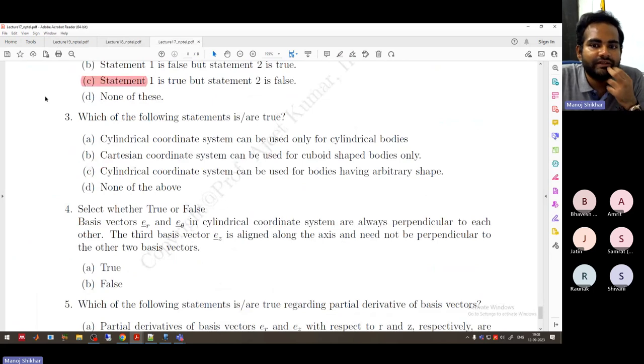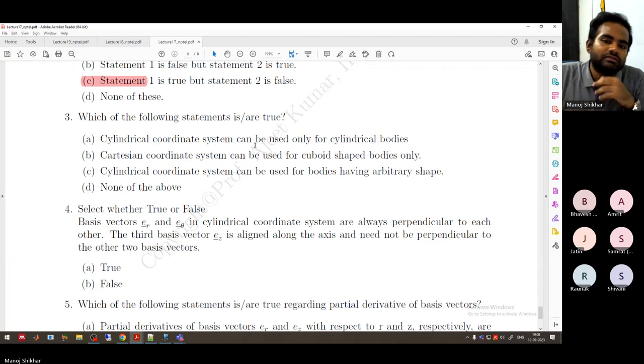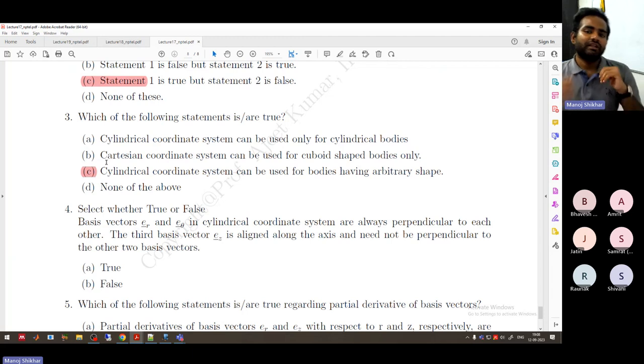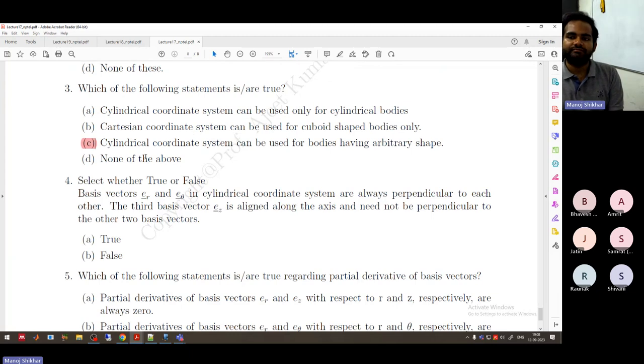Which of the following statements is true? Cylindrical coordinate system can be used only for cylindrical bodies. So the answer is C, because any coordinate system can be used for any body. But when you use cylindrical coordinate system for a cylindrical body, it becomes easy to solve the problem. Similarly, when you use the Cartesian coordinate system for a cuboid shaped body, it becomes easy to solve the problem. We can solve the problem by using any coordinate system. So the answer is C. Okay.